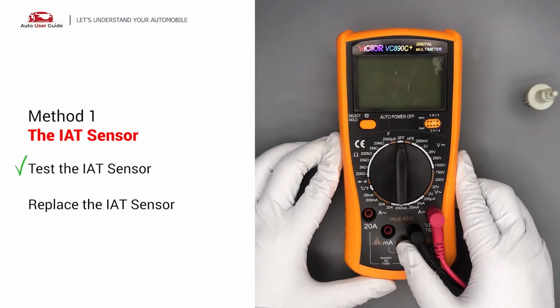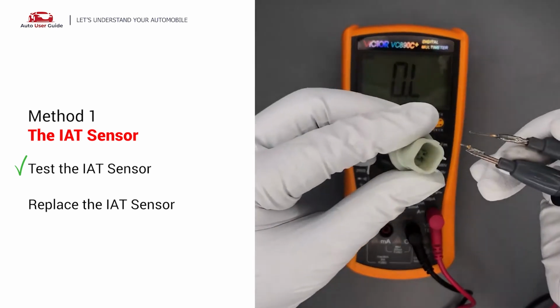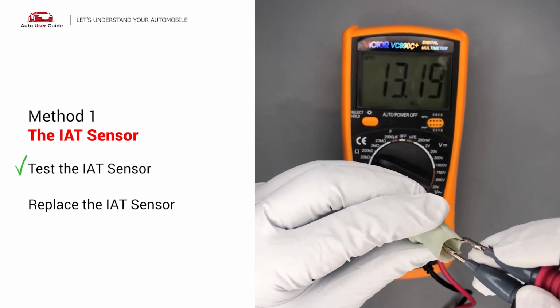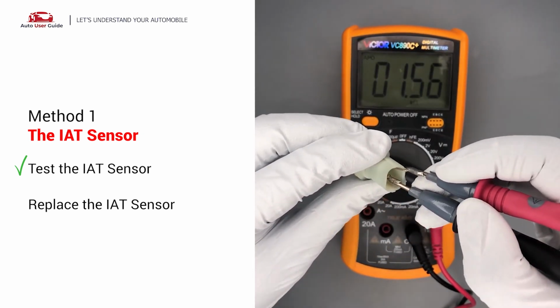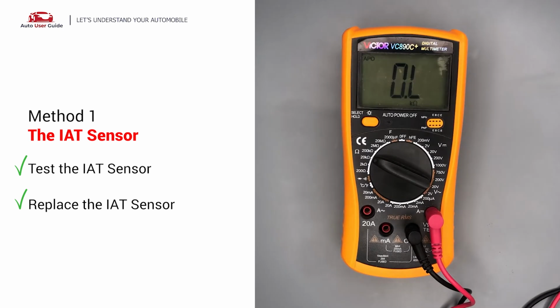Use a multimeter to perform a test on the IAT sensor in order to get a correct reading. Check your owner's manual to see the specific IAT sensor resistance range for your vehicle. If you do not get a reading, this indicates that the IAT sensor is faulty and needs to be replaced.